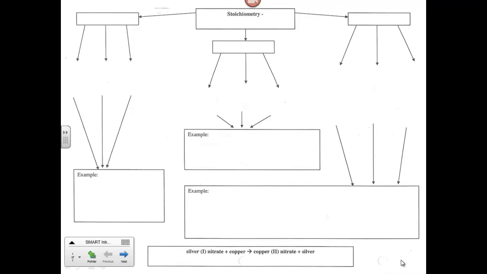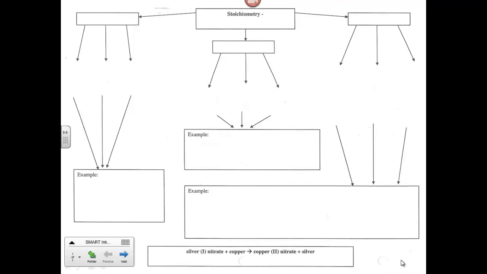Today what I have for you to watch is a review of the different types of calculations that we've done with stoichiometry and how you can recognize what each type of calculation is. So when you get to the test on Friday, you will know, hopefully, just by reading the story problem, what kind of calculation you need to do and how to go about doing it. So let's start with a definition right at the top.